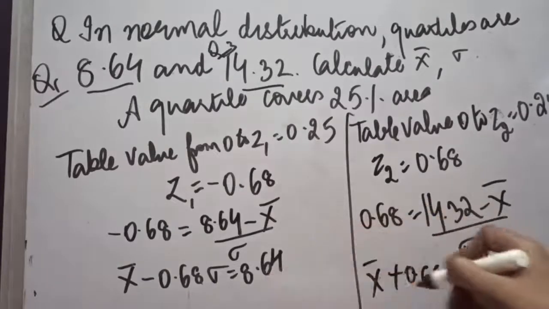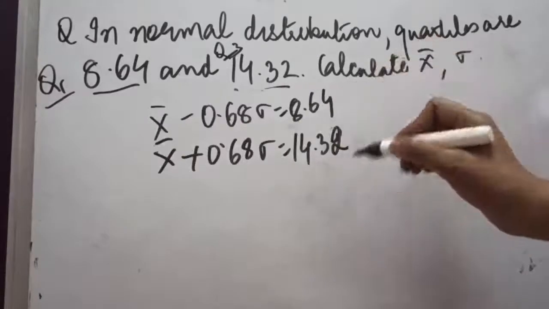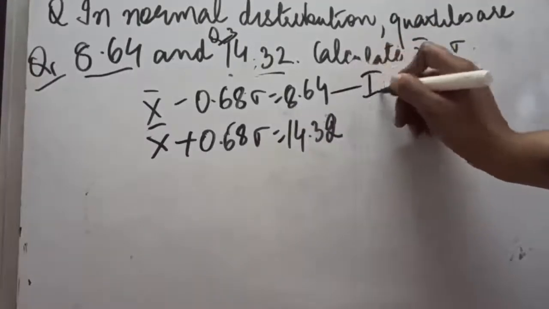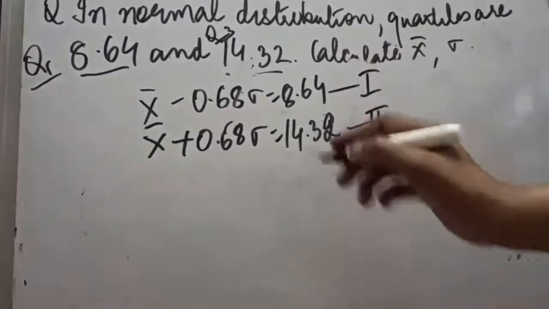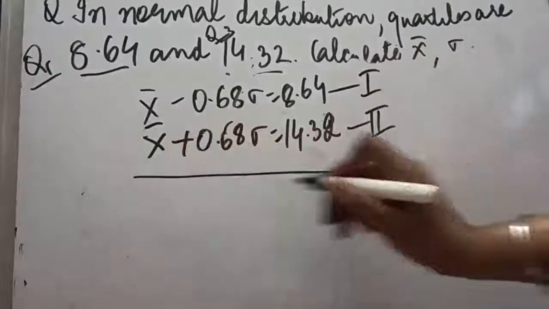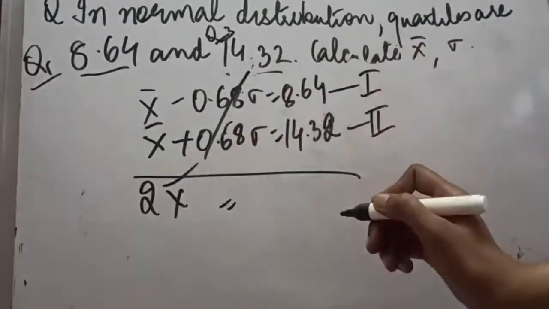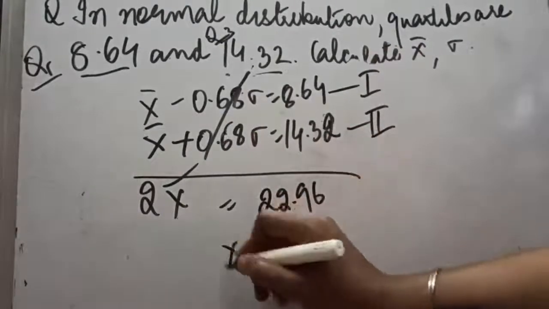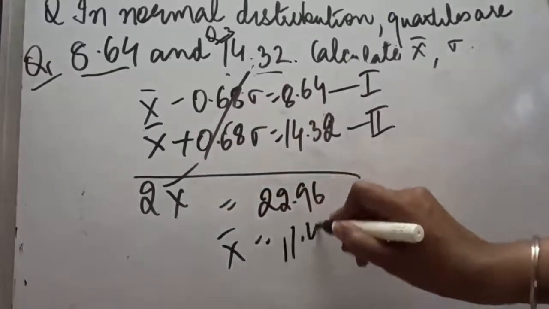Now we need to solve these two equations. Let's write these two equations. So these are the two equations. We can give this the name of equation 1 and this is equation number 2. Now what we can do is 1 plus 2. So this will be 2 mean, and the standard deviation term will be deleted, is equal to, we can add these two values, it is 22.96. So from here we can say that mean is, divide this by 2, 11.48 will be your answer.